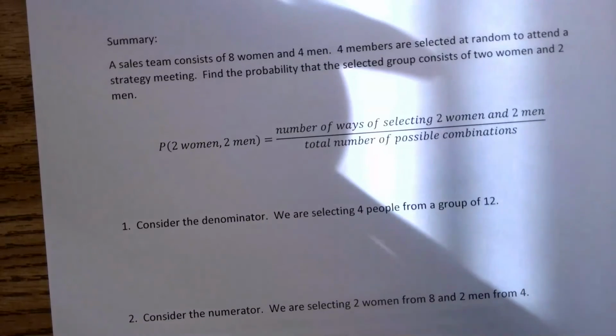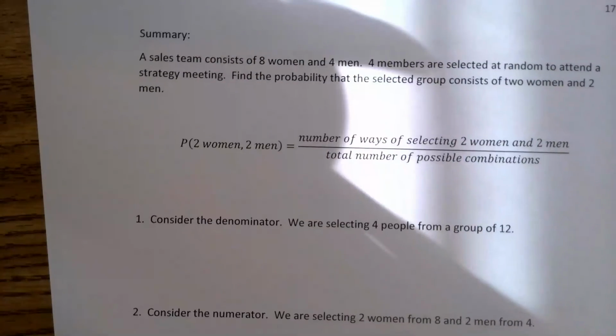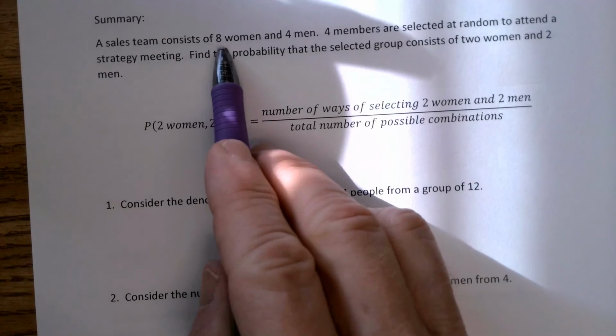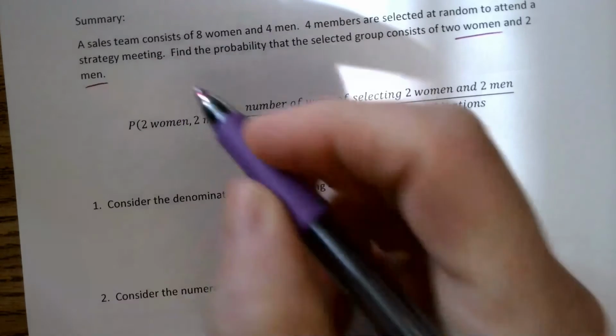So far. Now this is the ones I do like, and these are a little bit harder. But they're all the same. It's the same exact question, just written different ways. Okay. So we got a sales team of 8 women and 4 men, and we're going to pick 4 of them to attend a strategy meeting. What's the probability that 2 women and 2 men are picked?